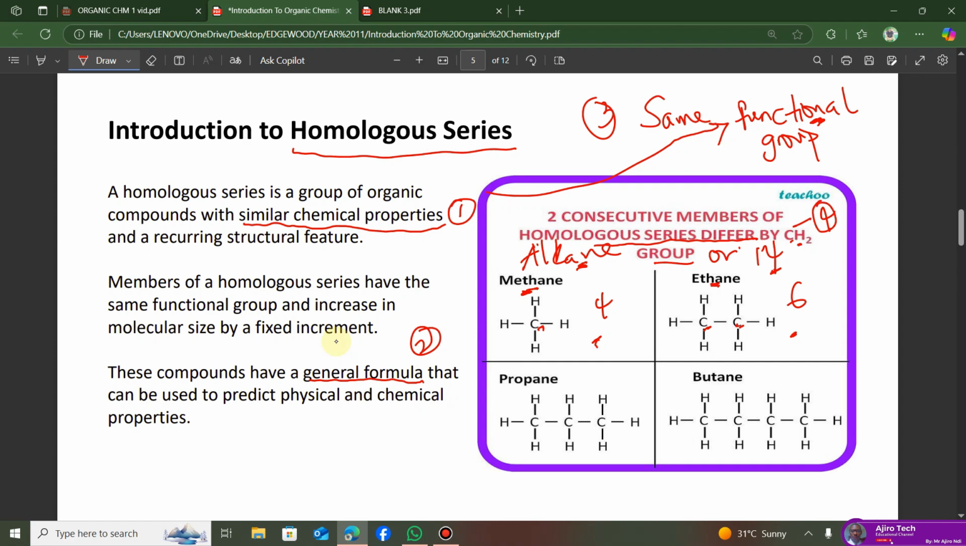All right, so let's talk about feature number 5, which is this. There is a change in physical properties as we progress. So that is what this is simply saying. This is point number 5, feature of the homologous series. That is, as you progress from the first member to the second member, there is a change in physical properties, meaning that as the size is increasing, the melting point or the boiling point increases.